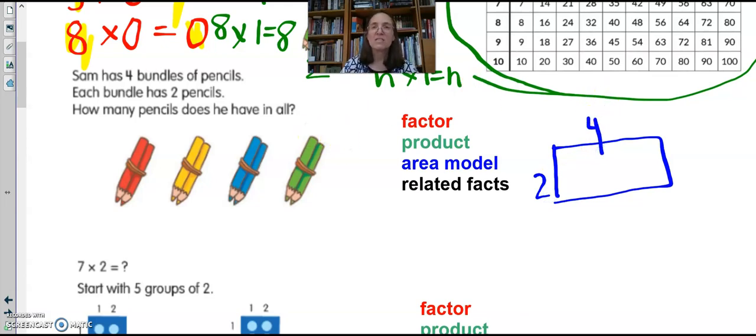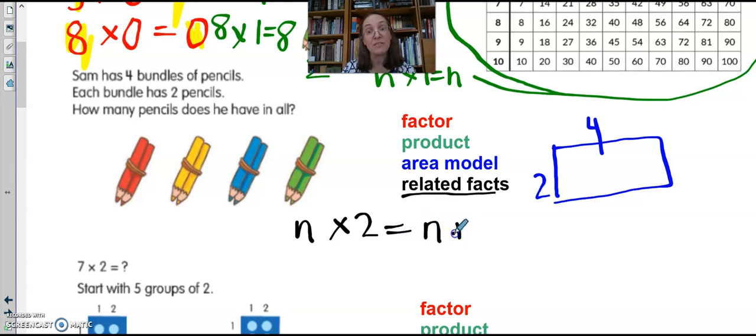Anytime we're multiplying by 2, we have an addition fact that can really help us, because you have already learned how to do your addition doubles. And an addition double is when you just add the same addend twice. So if I know that 4 plus 4 equals 8, then I know that 2 times 4 also equals 8.